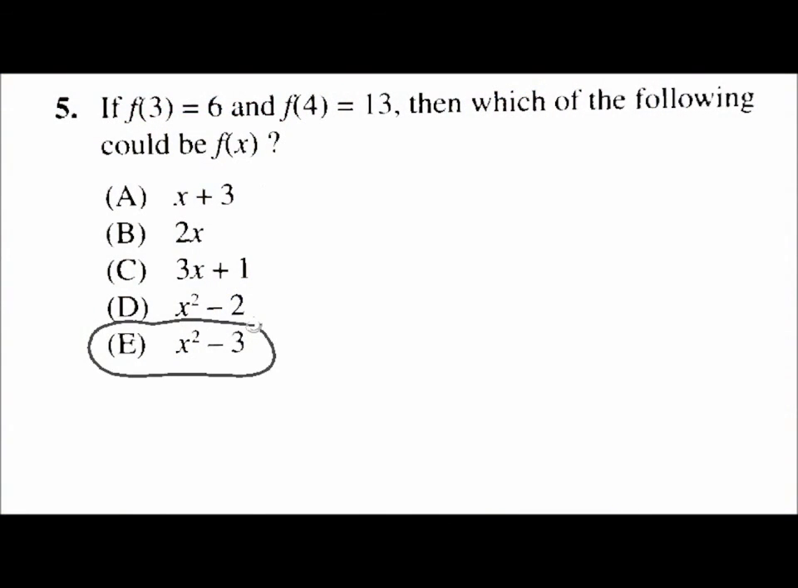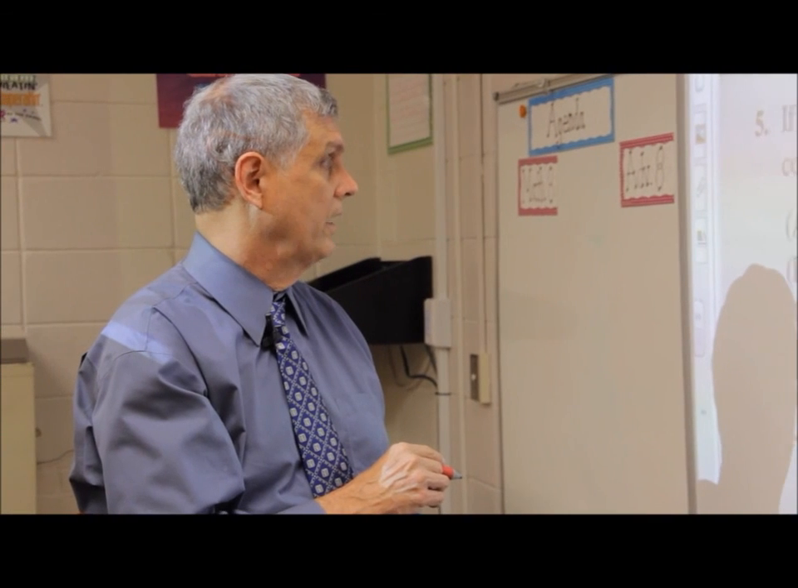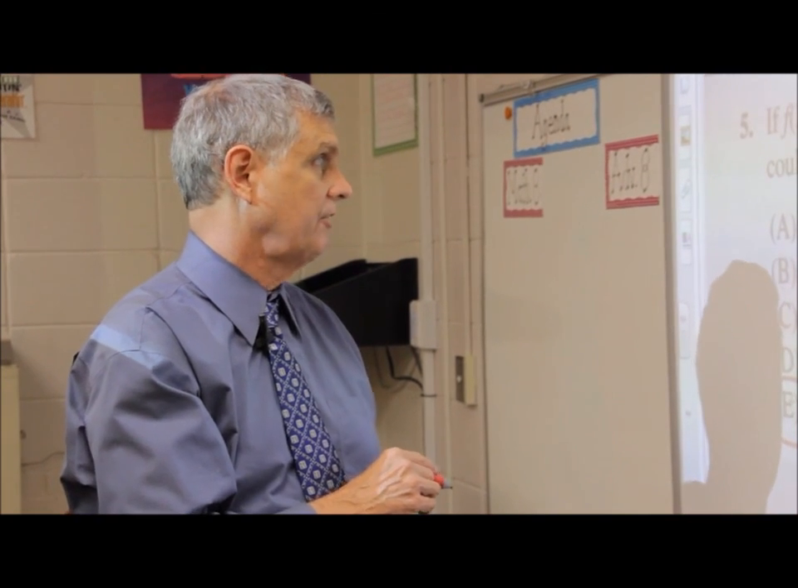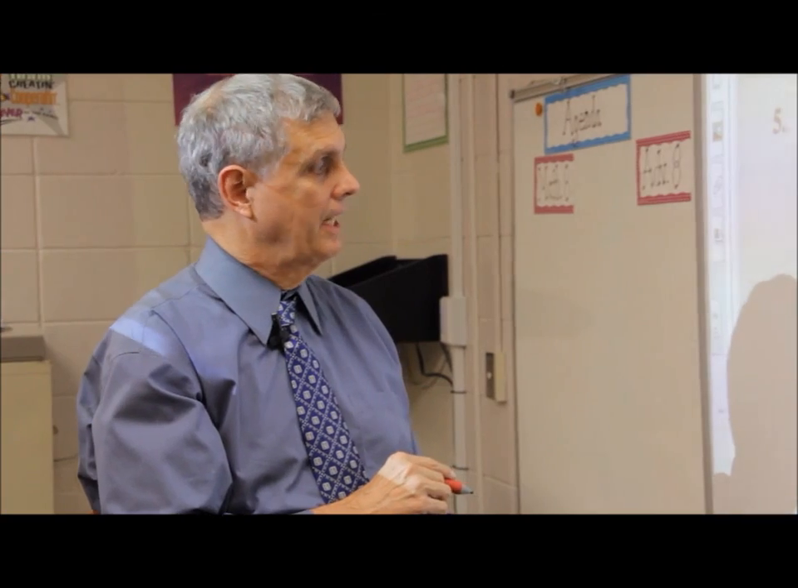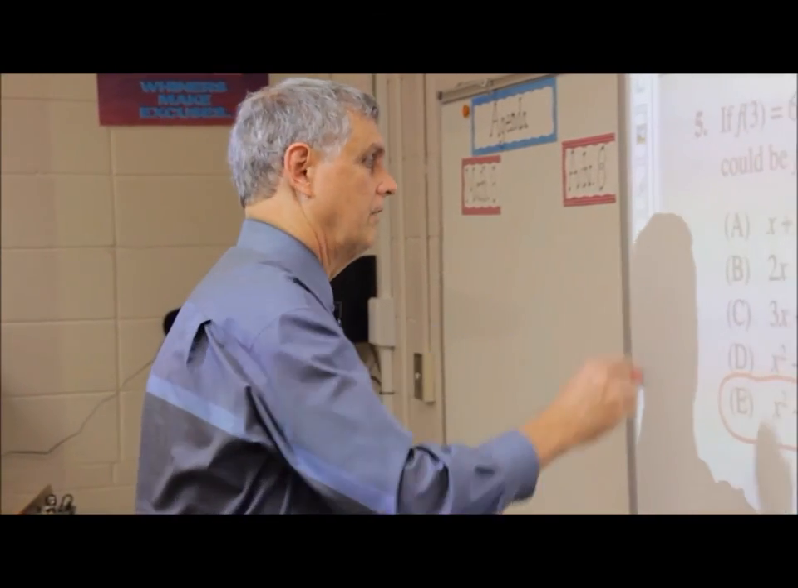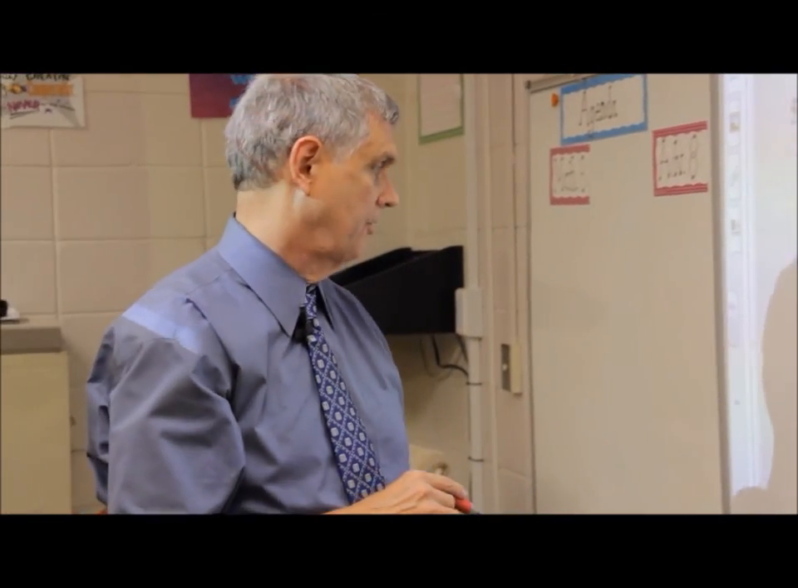But just to be sure, we'll go ahead and do the math here. If you plug in a 3 here, you get 3 squared is 9, minus 3 is 6. I put the 4 in there. 4 squared is 16, minus 3 gives you 13. So we've verified that it has to be E.